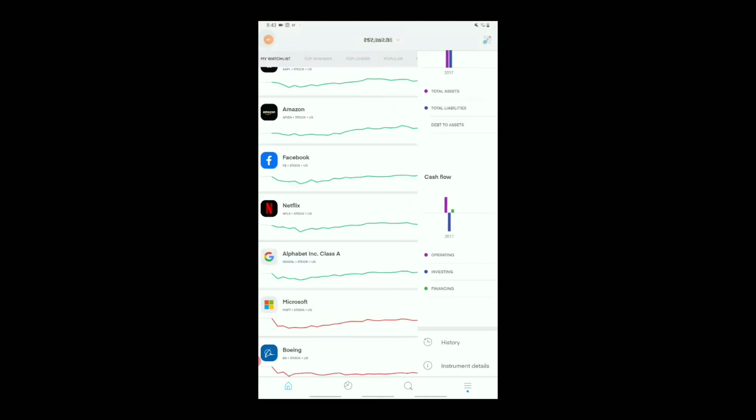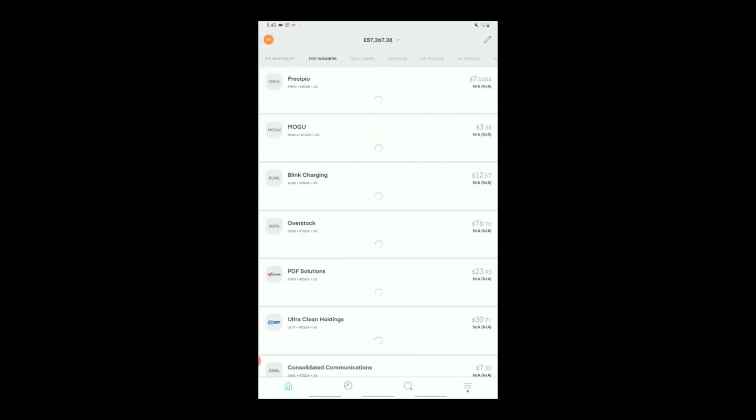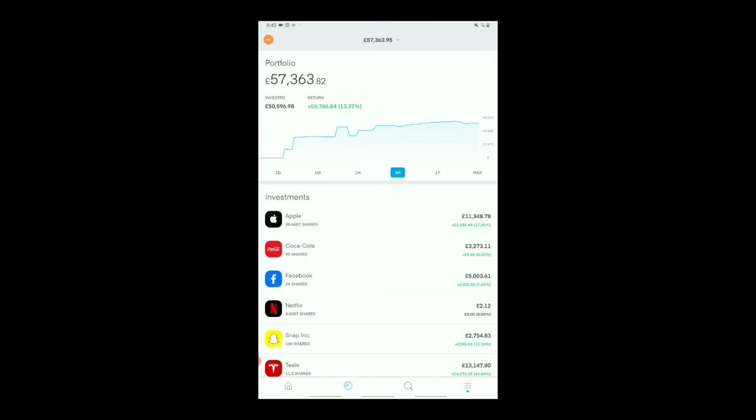So there you go, that's the basics on this side. Also important to note, when you go into the portfolio, you can see here, the green is the amount of profit that you've made.